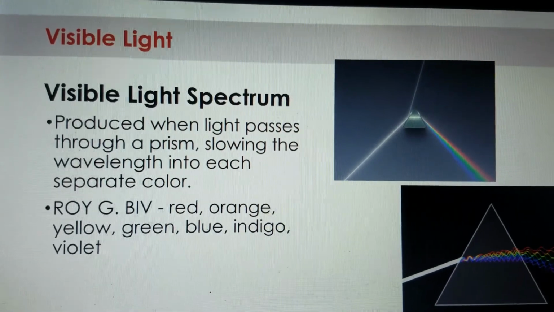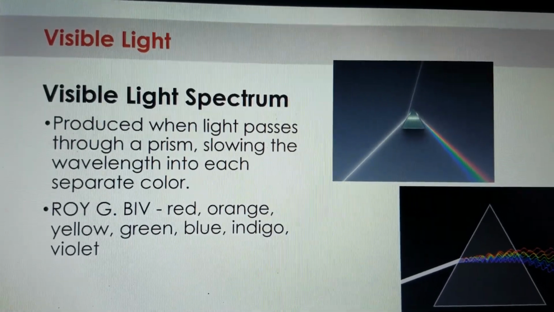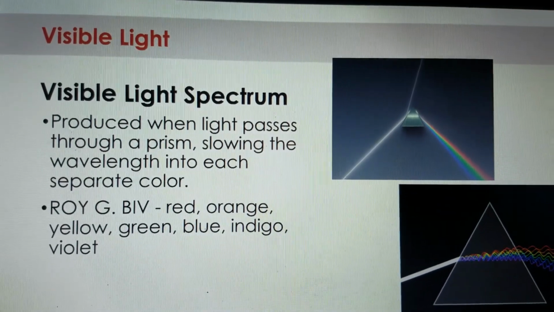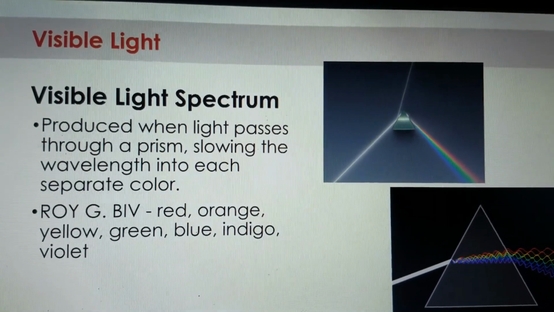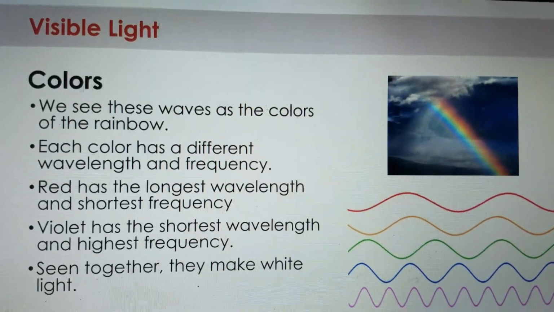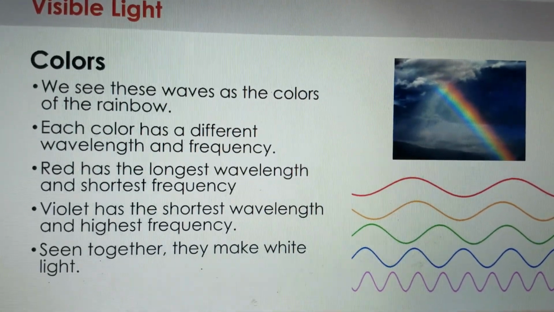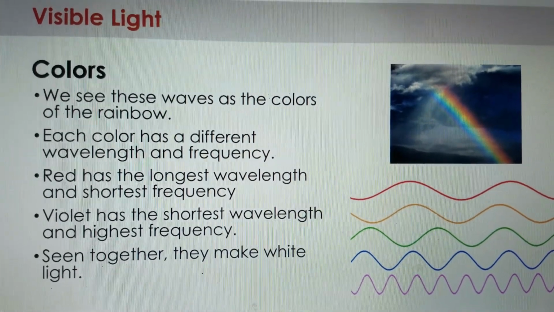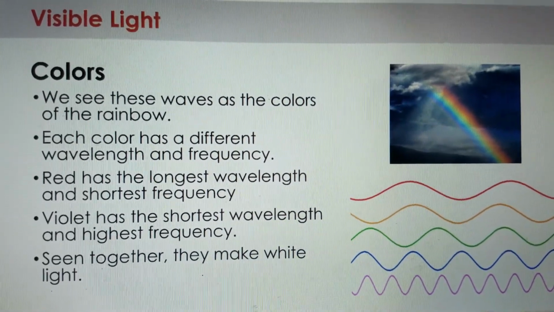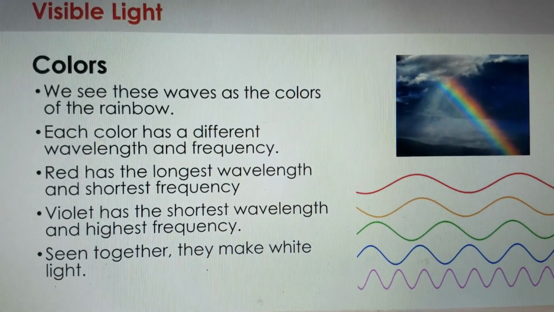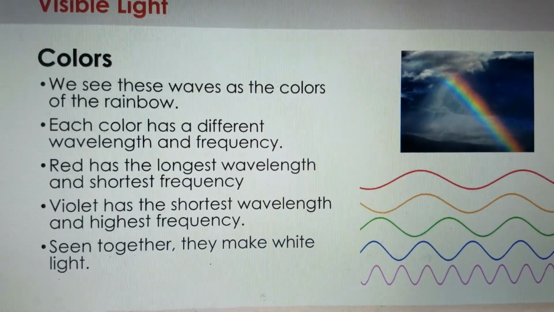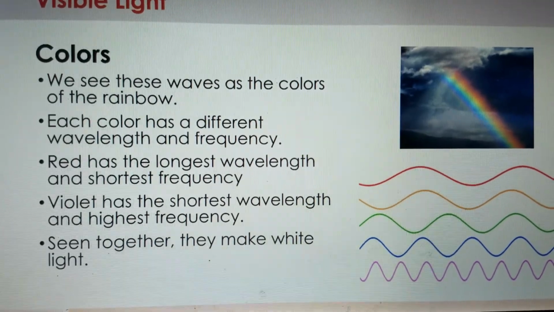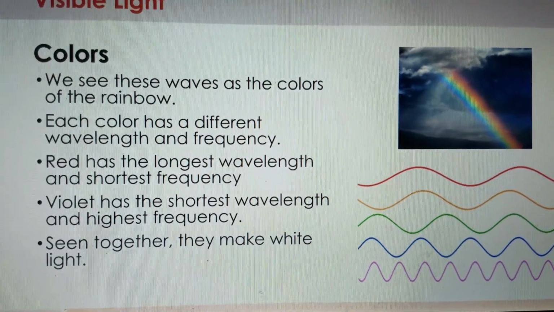And you can remember the order by remembering the name Roy G. Biv. Each of these wavelengths of visible light we see as the colors of the rainbow. Each color has its own individual wavelength and frequency.